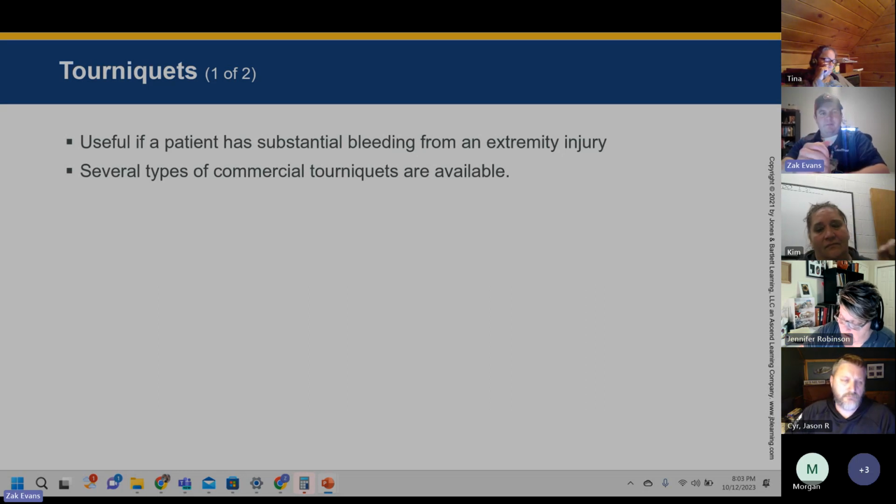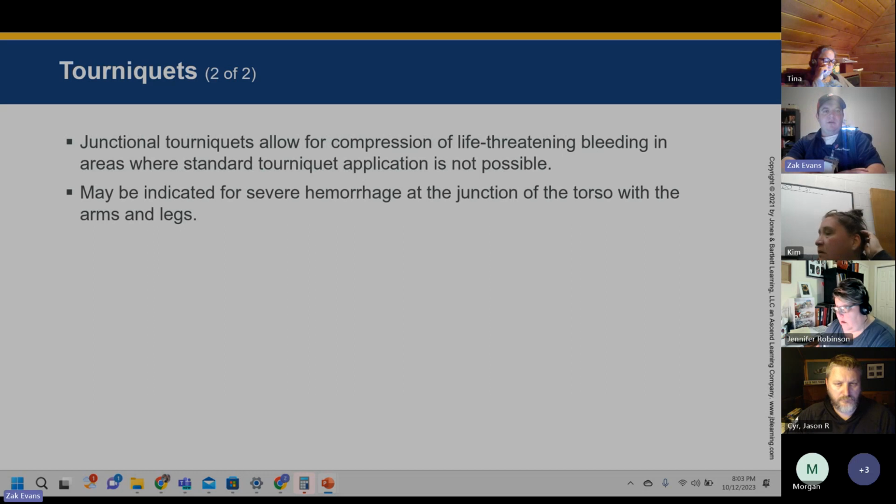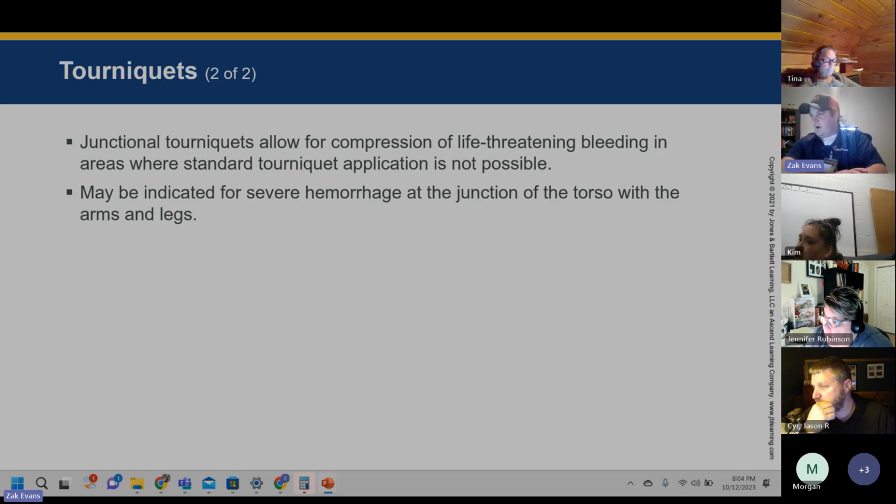Tourniquets are useful if a patient has substantial bleeding from an extremity injury. Several types of commercial tourniquets are available. Junctional tourniquets allow for compression of life-threatening bleeding in areas where standard tourniquets are not possible. If you all ever get into a spot with your EMS services and they don't have junctional tourniquets, I highly, highly, highly advocate for them. These can be life-saving. The military has really done a lot of science behind these, and they've saved a lot of lives. It may be indicated for severe hemorrhage at the junctions of the torso or the arms and legs. So shoulders, and on the legs, right near the groin.